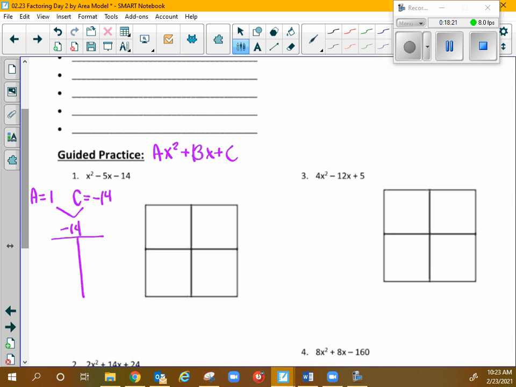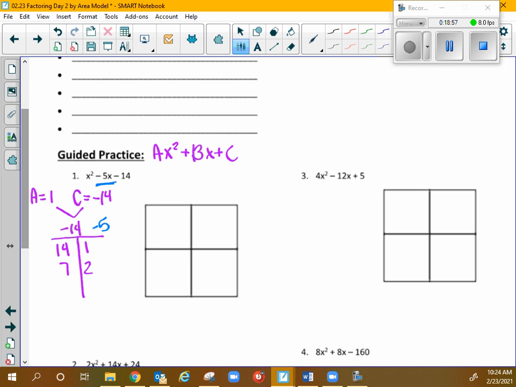And I need factors of negative 14 that have a sum of negative 5. Say again? Negative 7 and 2. Everybody agree with that? Okay. If you are not sure where to start, I can always start with ignoring all of the negatives, right? 14 and 1, 7 and 2. It does not have any more factors, does it? 14 and 1, 7 and 2.